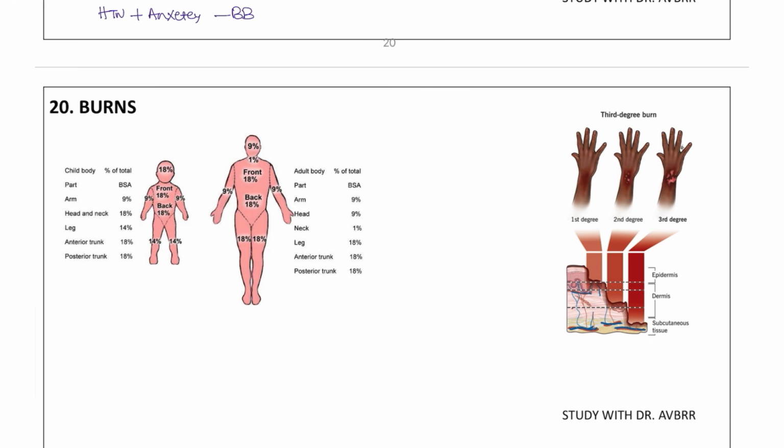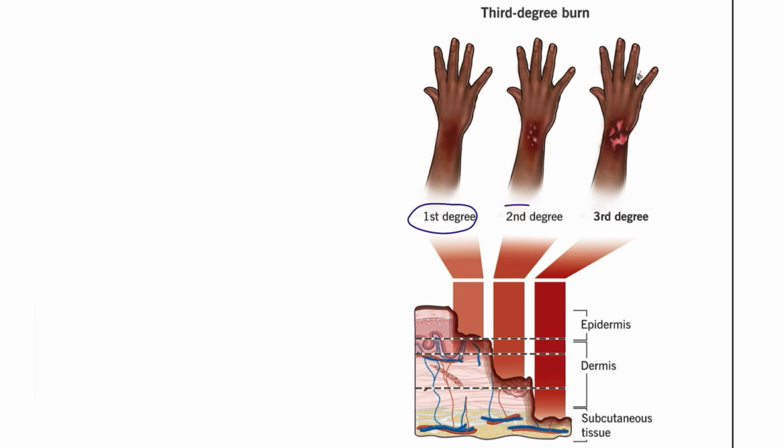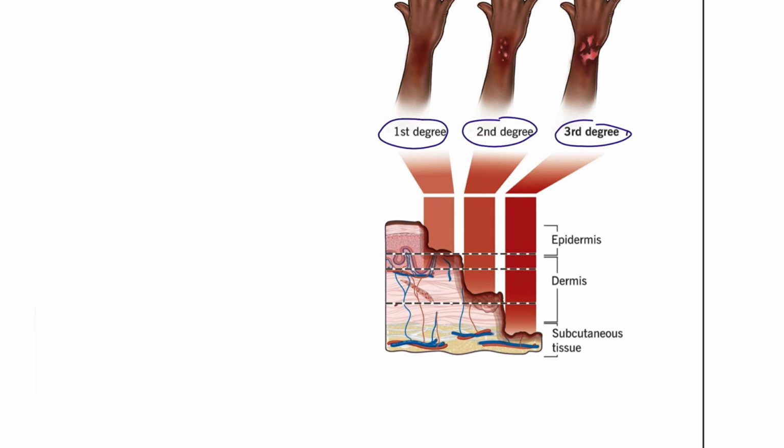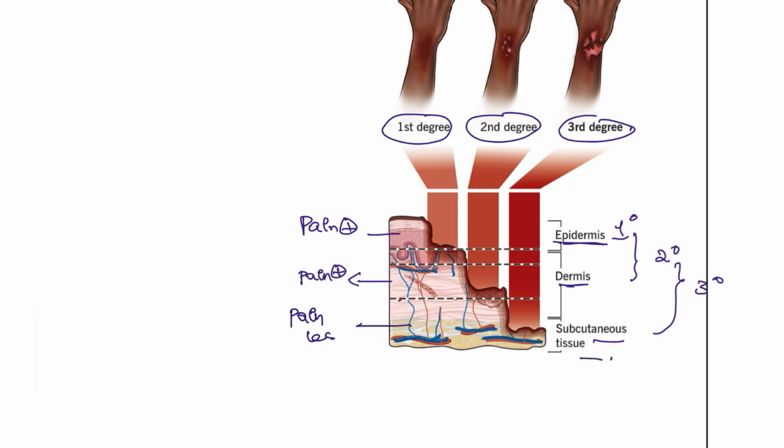Next, burns. Okay, burns have different types. So let's see one by one. The first degree burn, second degree burn, third degree burn. The first degree only involves the epidermis. Second degree involves the dermis also. And the third degree will involve the subcutaneous tissue also. In the first degree, it is very painful, so pain will be present. Similarly the second one also has pain present in this patient. Whereas the third one is painless. The third one is a painless condition that you are going to see in this patient. Okay, that is the one point.